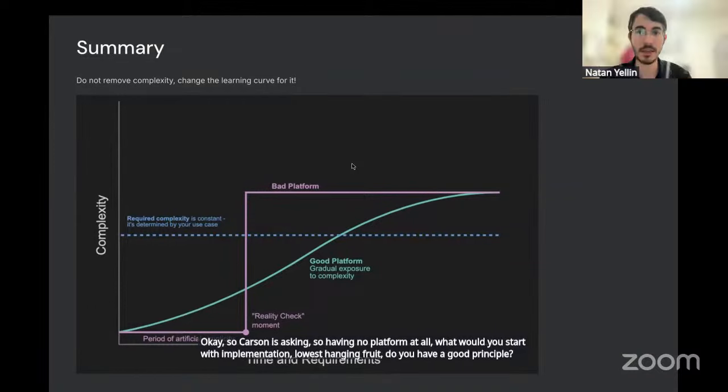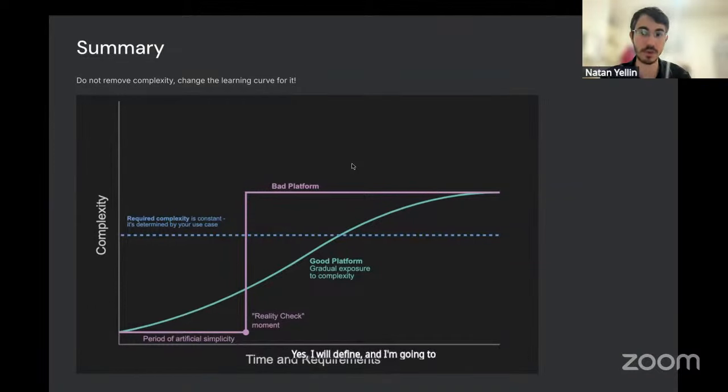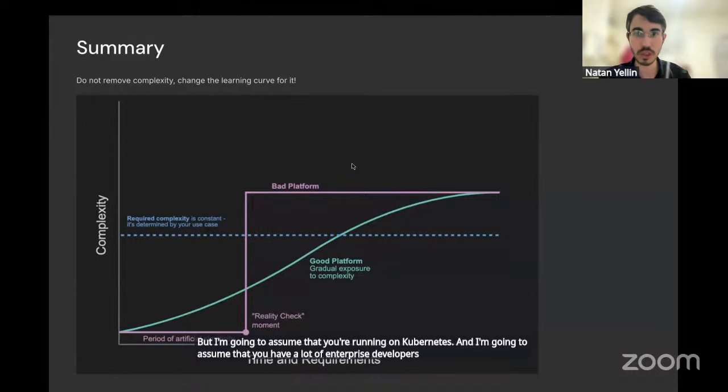Yes, I will define, and I'm going to assume here again Kubernetes. I'm sorry to everyone here who's not on Kubernetes, but it is the majority, I'm guessing. I'm going to make some assumptions here, because I have to assume about your requirements. Feel free to message me afterwards on this as well. I'm going to assume that you have a lot of enterprise developers who don't really know Kubernetes all that well, but let's say they're familiar building Docker images. And they have certain requirements.